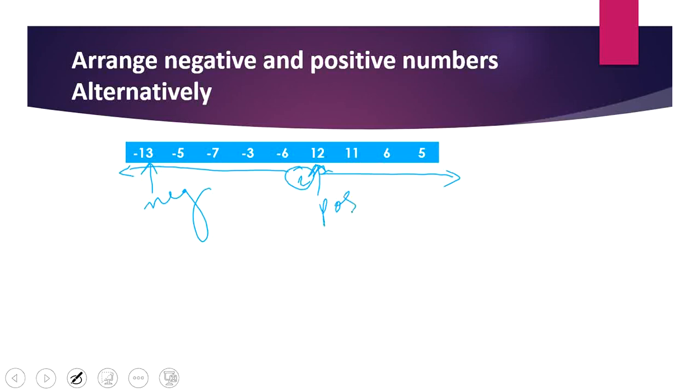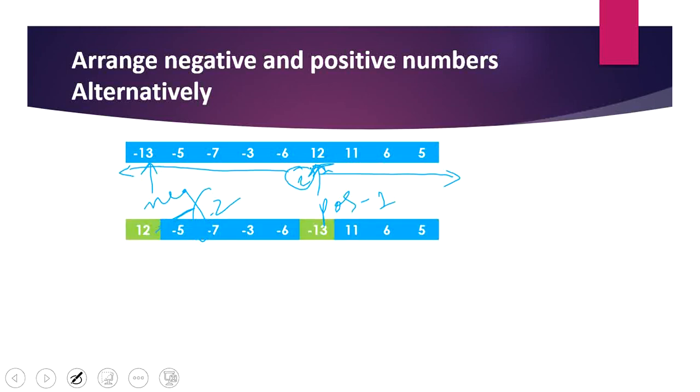So let's consider our positive pointer is going to be the slower one and the negative pointer is going to be the faster one. That is, the negative pointer moves two steps at a time. The positive pointer moves one step at a time. So whenever it moves, it's going to swap the values. Now it is at 13 and the positive pointer at 12. We're going to swap 13 and 12. So we have swapped 12 and minus 13.